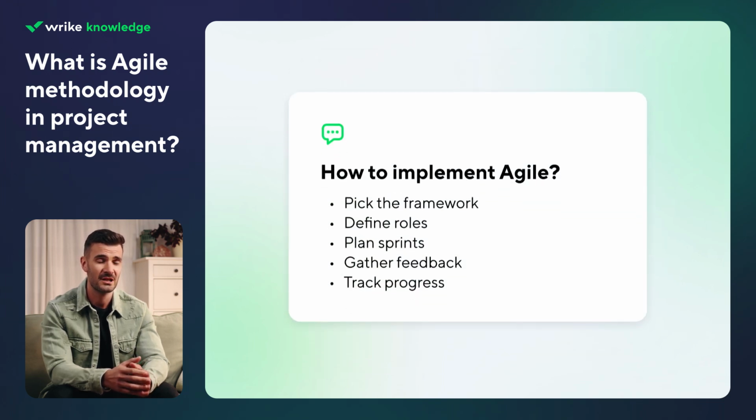To implement Agile, pick the right framework, define roles like product owner and Scrum Master, plan sprints, gather feedback regularly, and track progress using metrics like velocity and burn-down charts.